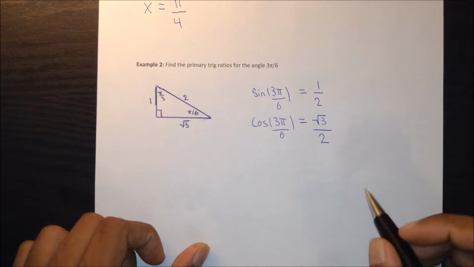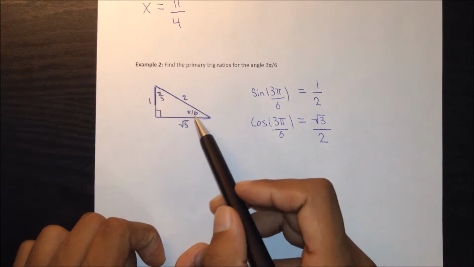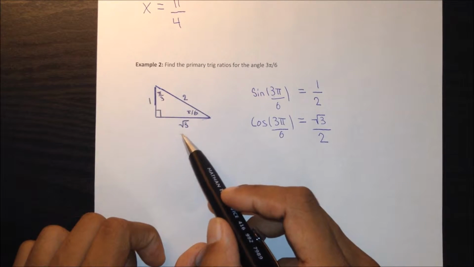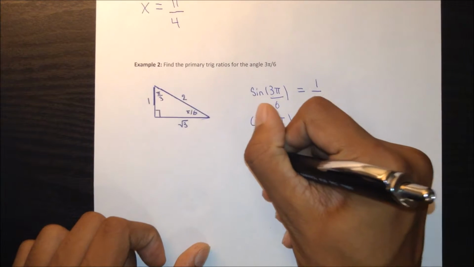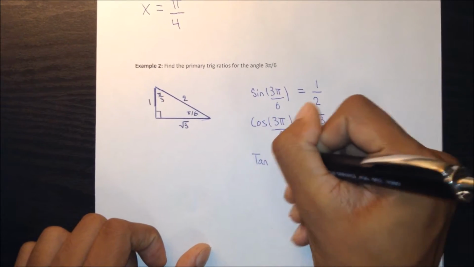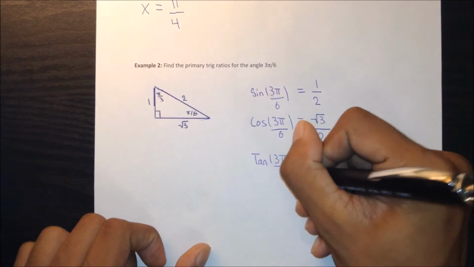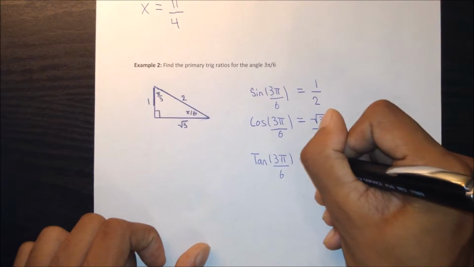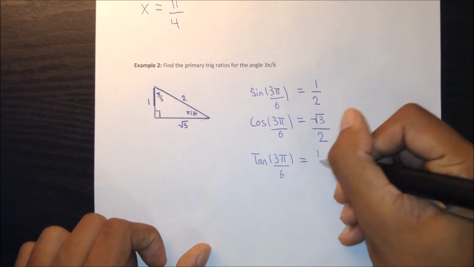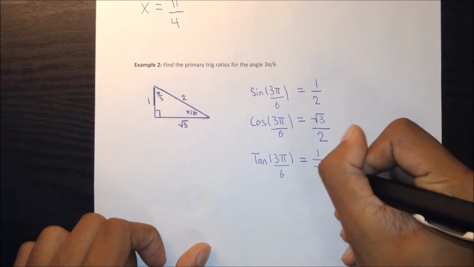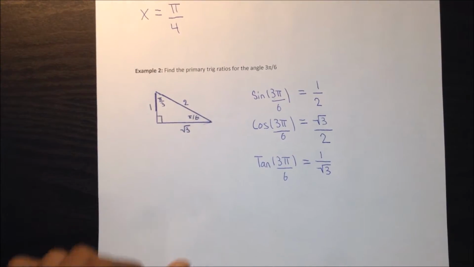Now finally, let's look for the tan, which would be the opposite of the angle, 1, over the adjacent of the angle, root 3. So tan 3 pi over 6 would equal 1 over root 3. Let's move on to some other challenging questions.